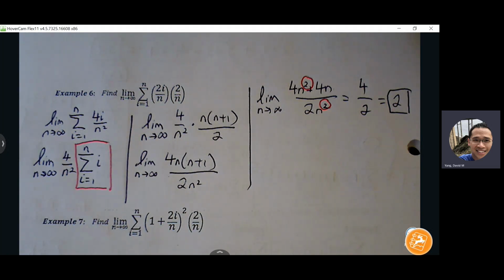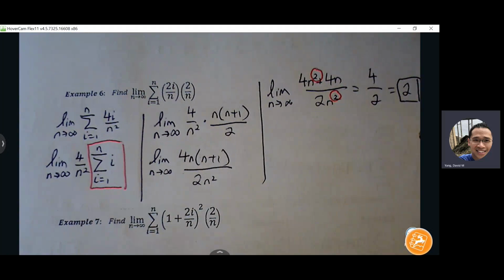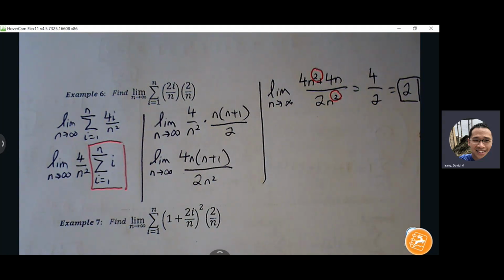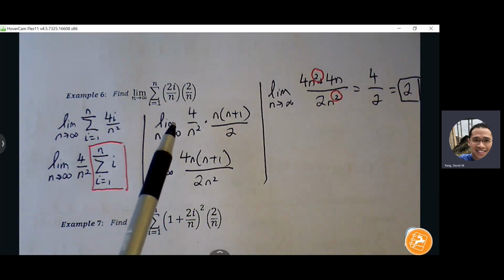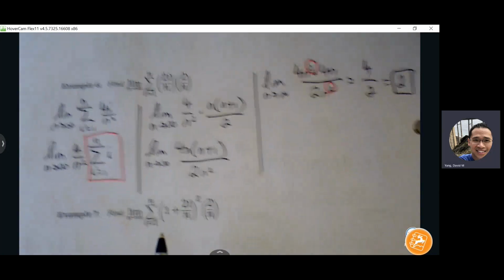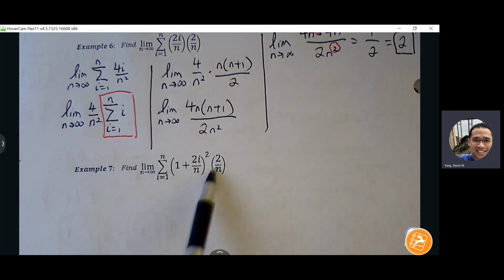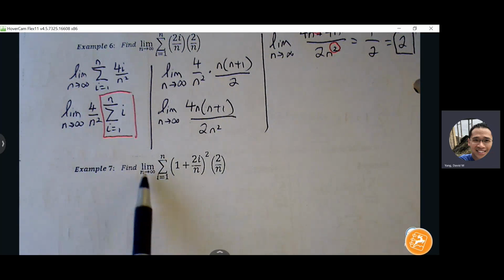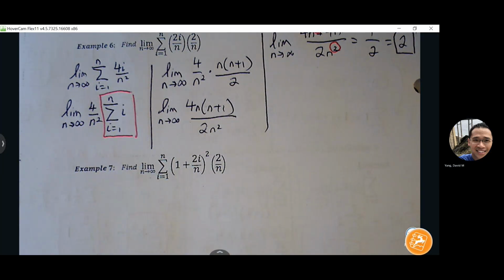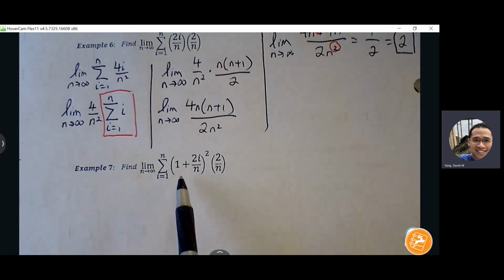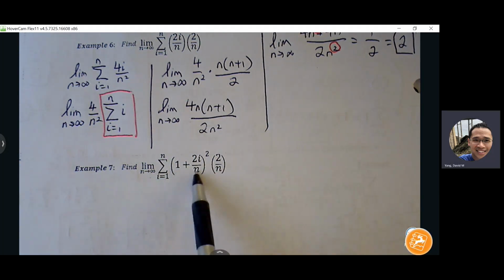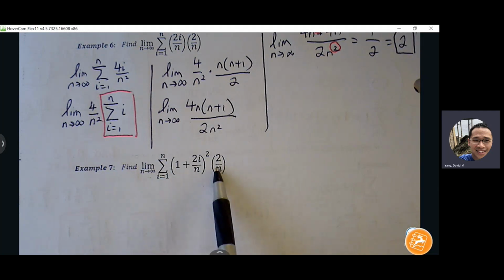Okay, so let's look at example 7. Just like how we did example 6, we're going to have to clean up our i's before we can get to our n's, but we have to do something beforehand. We've got to expand all this out, distribute this through, and then at the very end, we can take care of the limit. First things first, I'm going to FOIL this out, get that 1 plus 2i over n, expand it out, and then I can worry about that 2 over n, distributing that through.